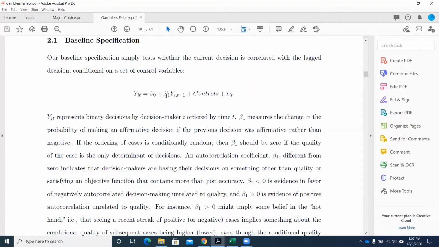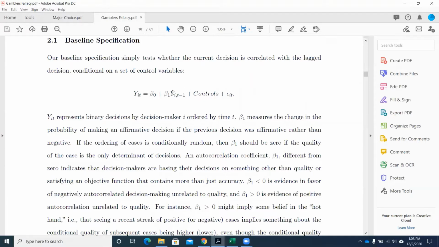So we can think about beta 1 here as the effect on the current outcome from whatever the previous decision was. If the judge granted asylum to their previous case and beta 1 is negative, that means they're less likely to grant it on the next case. That would be the idea of this gambler's fallacy, where they think, if I made a decision to grant asylum, maybe I shouldn't be granting asylum every single time, so I might overcorrect and not grant it on the next case.